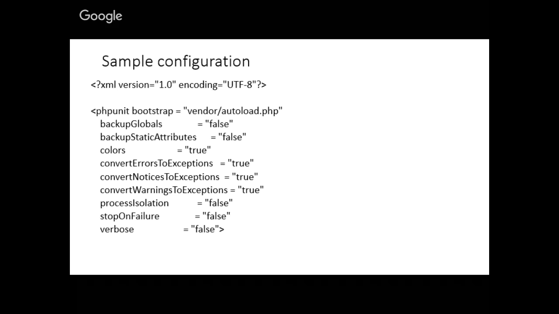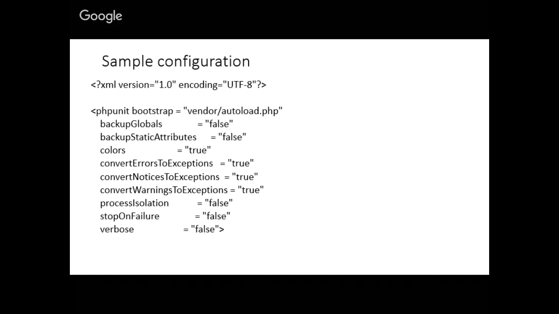Convert errors to exception is true. So when an error occurs in your code, you want PHPUnit to convert it to an exception and show the exception. Convert notice to exception, same thing, then warning to exception, then stop on failure. This means that if PHPUnit ever encounters a failure, maybe you have 10 tests and it got to test 5 and test 5 fails, you can say don't bother running the other tests, just stop.